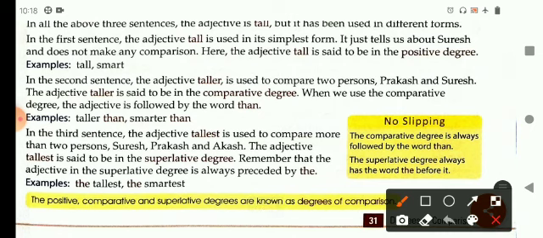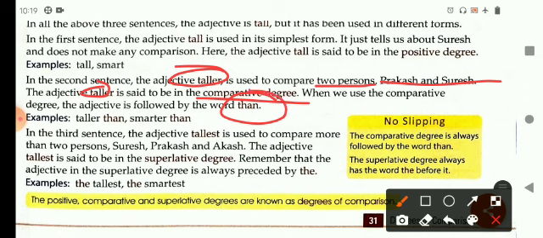In the second sentence, the adjective taller is used to compare two persons, Prakash and Suresh. An adjective taller is said to be in the comparative degree. And when we use the comparative degree, the adjective is always followed by the word than. For example, taller than or smarter than.